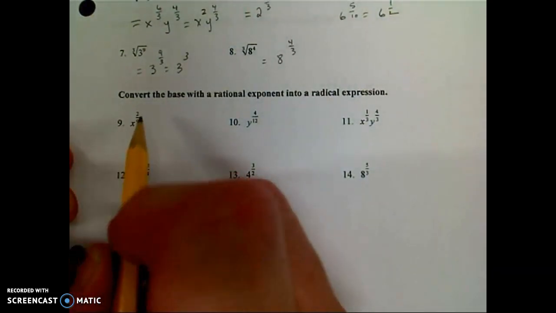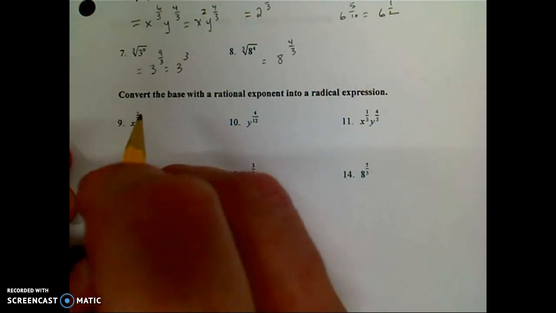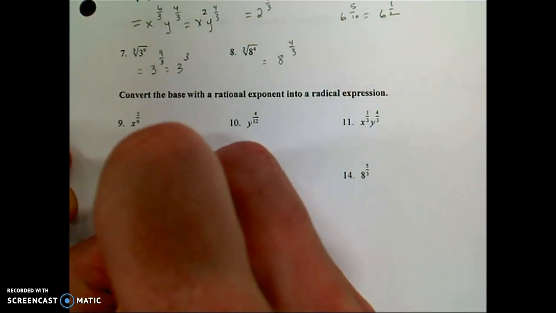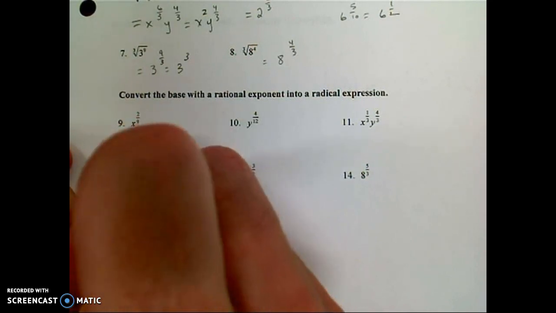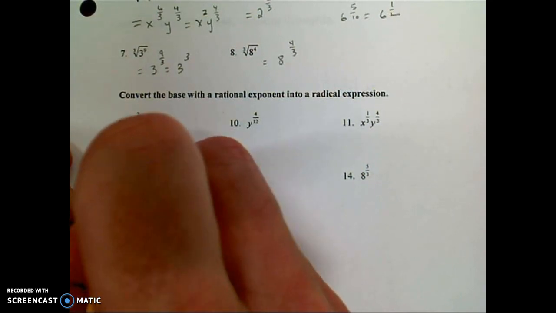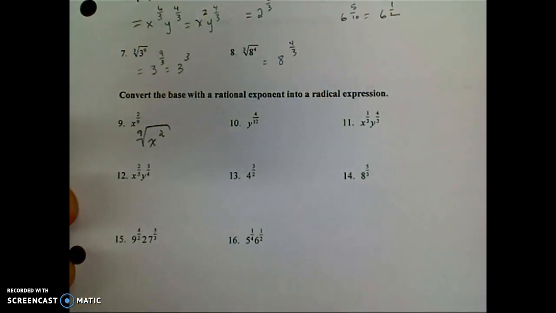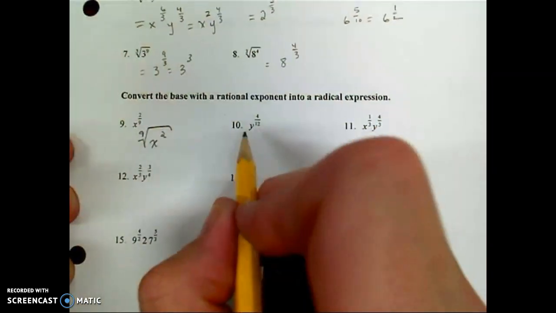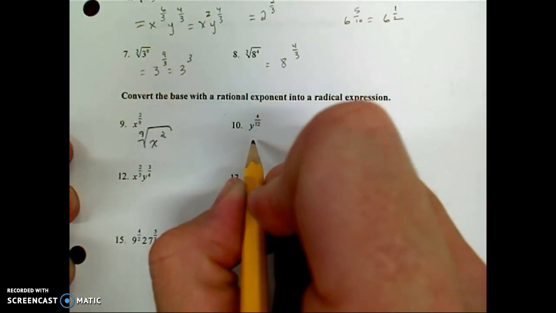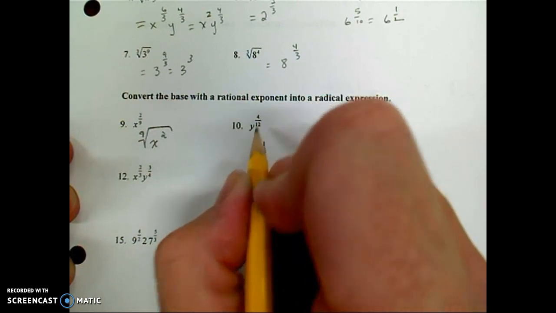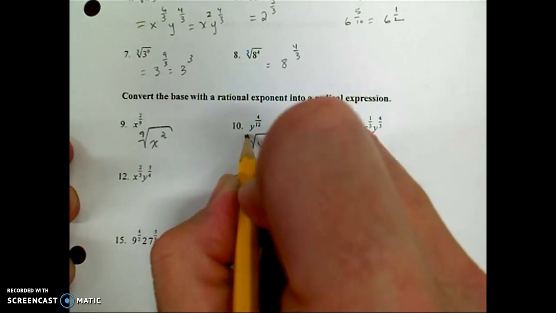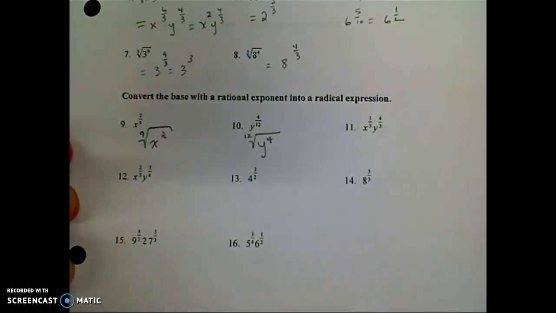Can we go the other way? Absolutely. So if I take a look at something like x to the 2/9, okay, so that tells me the power is the numerator, x squared, and then the denominator is the index. So this is the 9th root of x squared. Y to the 4/12. 12 is my index. 4 is my power.